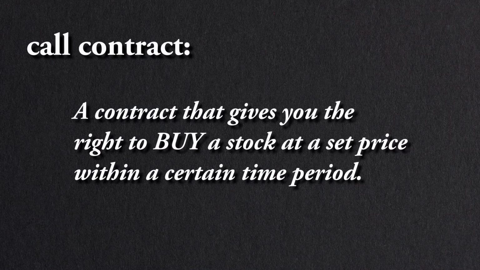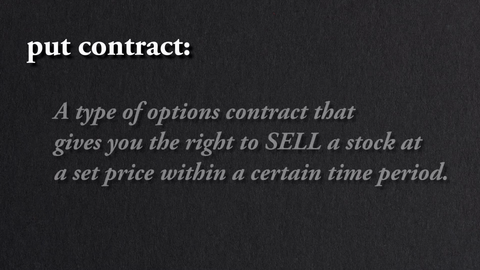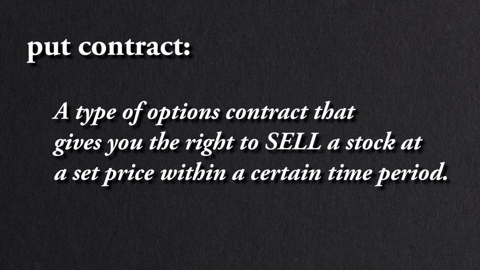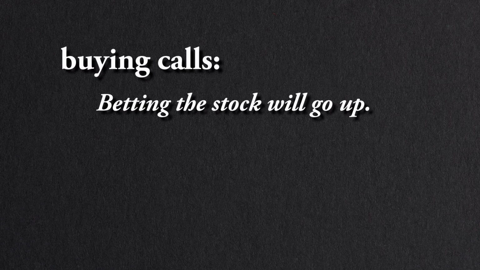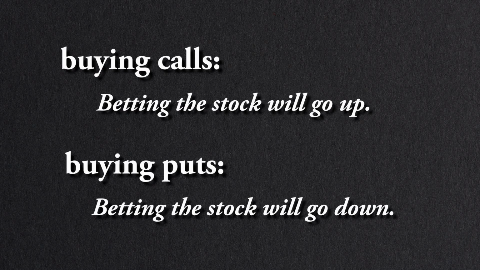So Andy, let's start with call options. What is a call? So a call contract is probably the most popular contract that's written every day. All it is is a contract that gives you the right to buy a stock at a set price within a certain time period. On the flip side, you have puts. What's a put? Yeah, a put is just the opposite. It's a type of options contract that gives you the right to sell a stock at a set price within a certain time period. Buying calls is essentially like betting that a stock is going to go up. Buying puts is the opposite. It's shorting, it's betting that the stock is going to go down.